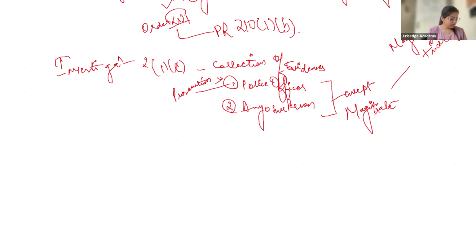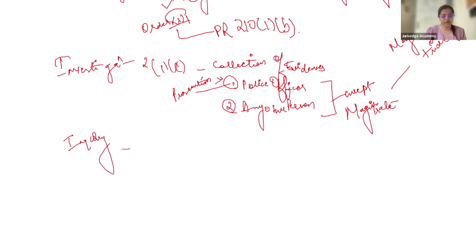Then inquiry, and then the trial. Surprisingly, trial is not defined anywhere in the code. You need to understand the meaning of the trial apart from the definitions of the code. But inquiry is defined in the code. However, the definition is also very vague, and it has not even been elaborated by the new law, the new BNSS. It is exactly the same as what the CRPC provided.